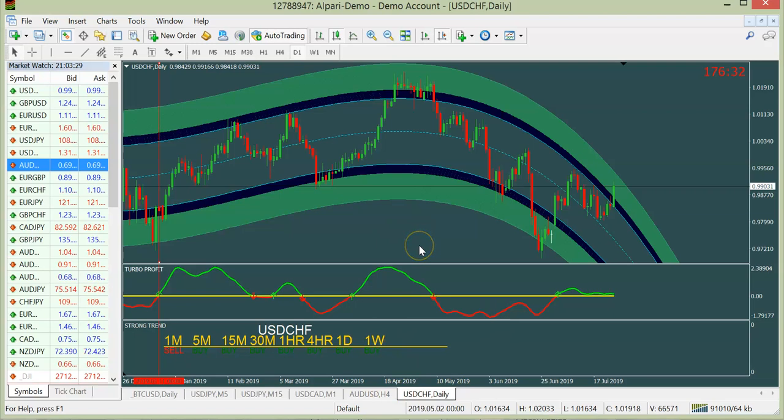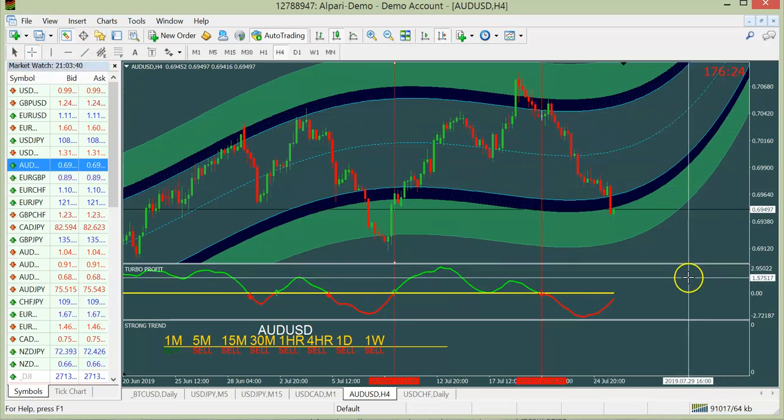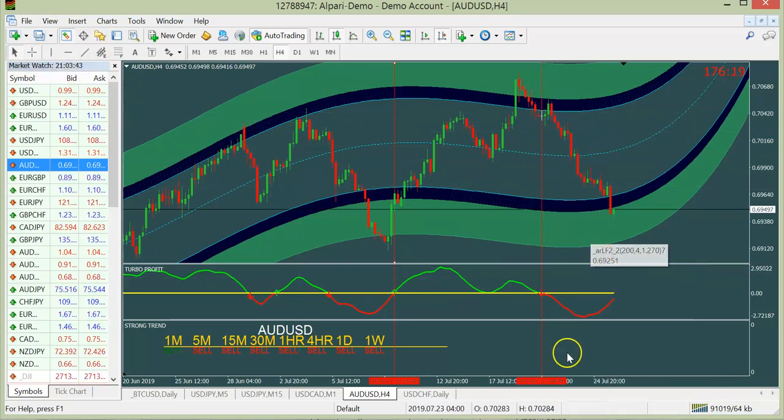I advise that for long-term forex trading you use daily or 4-hour time frame like here. Let's see two signals. One is a sell signal. You see red arrow. This is all red. We are on 4-hour. 4-hour is red. 1 day is red. 1 week is red. 1 hour is red. It's fantastic. The price was a few candles before in overbought zone, so it's okay.